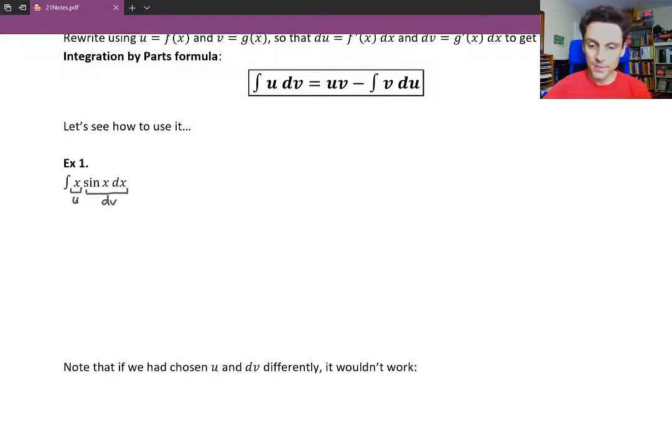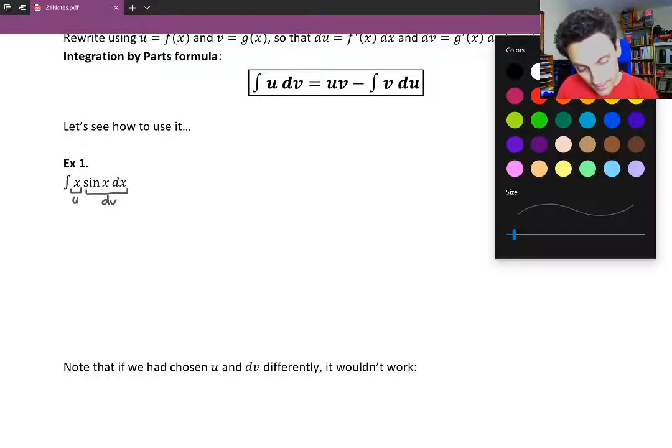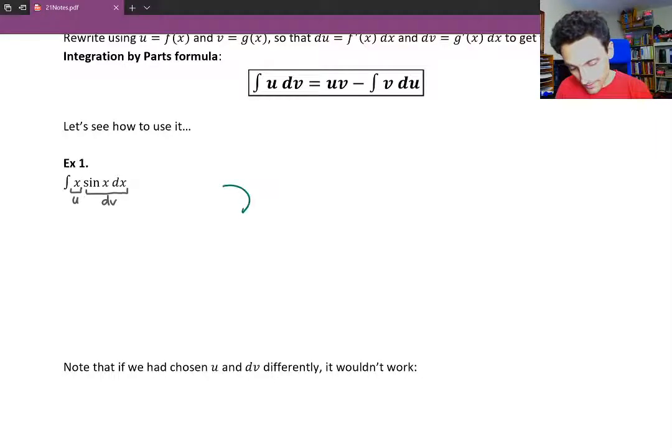So that's the first step, to identify what your u and your dv are going to be. Now the next thing we're going to do is figure out what we need on the right side of the integration by parts formula. We already have u, that's just x. We need to get v. So to get from dv to v, we're going to have to integrate. Then we also need du, which is the derivative of u. So let's first start by writing u equals x, and then dv equals sine x dx.